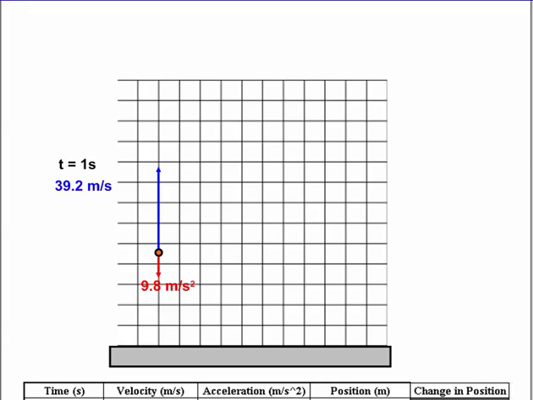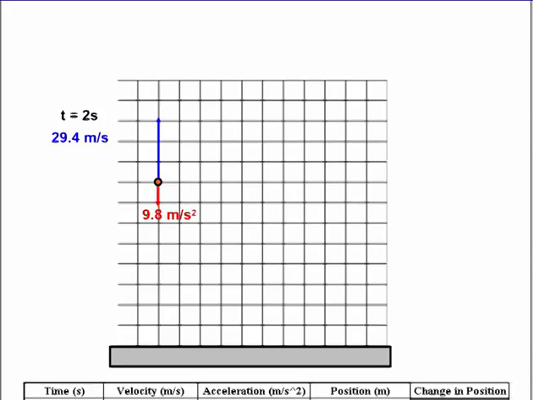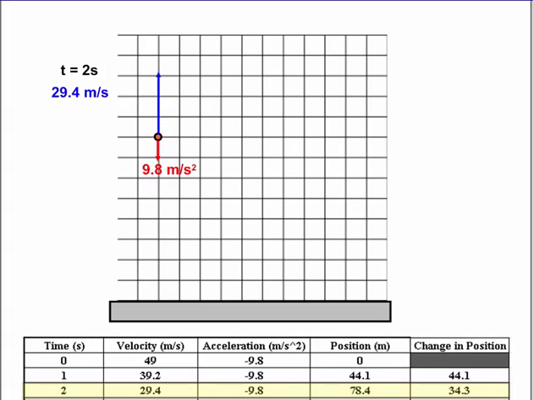Alright, so now let's see what happens when the time is equal to 2. When time is equal to 2, this velocity should decrease by 9.8. Well, it did. I went to 29.4. Again, my acceleration has stayed the same. So we'll come down here and look at the table. At time equal to 2, my velocity is 29.4. My acceleration has stayed the same. My position has gone to 78.4.